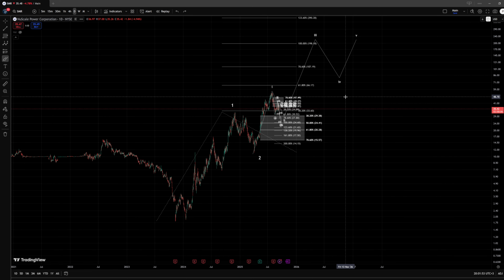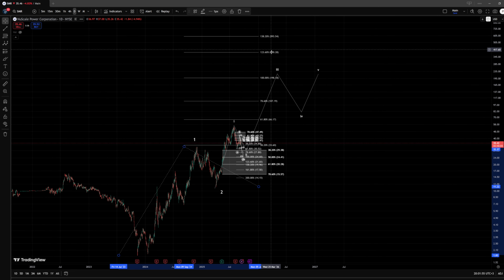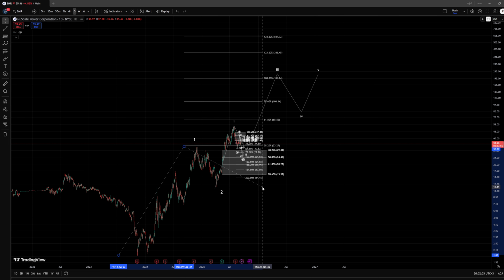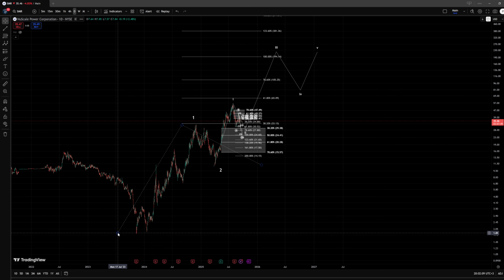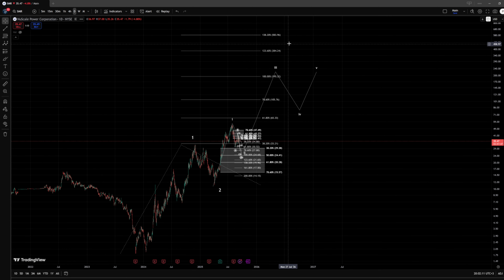Now the overall target for this third wave would be the 138.2% extension at the $593 level. Now that may be not completely right. It is an approximation that around the $590 level would be our target overall.